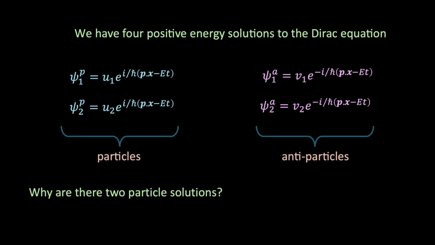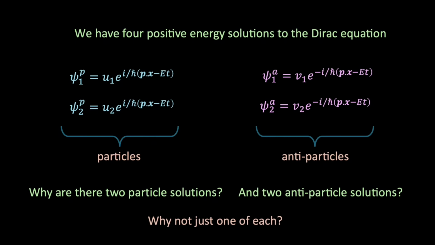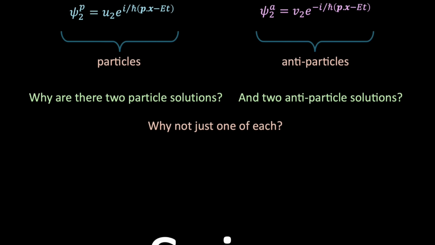Why are there 2 particle solutions? And why are there 2 antiparticle solutions? Why not just one of each? What is this doubling trying to tell us? Well, it turns out there's one more hidden structure hiding inside Dirac's equation. Something even Dirac himself wasn't trying to explain. Something he didn't anticipate, but that simply fell out of the mathematics.